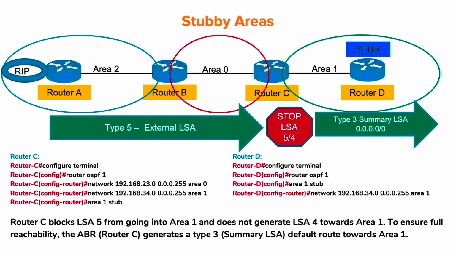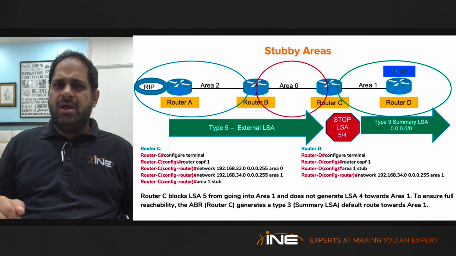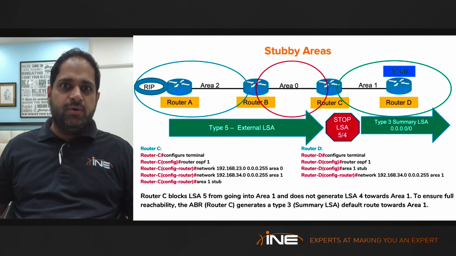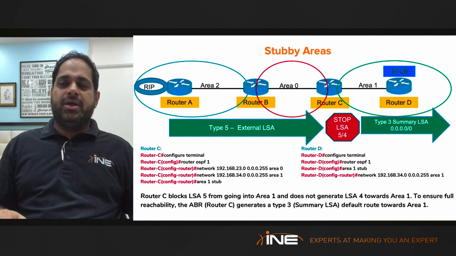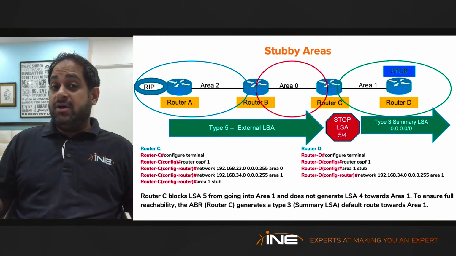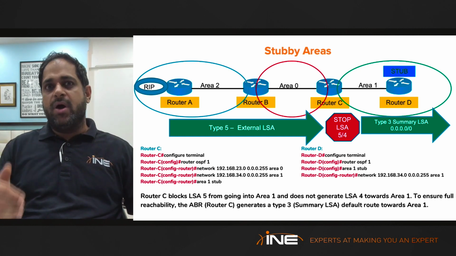Instead, C would send a default route to area 1, because if he does not do that, then router D would not have any reachability to that external route. Because how was D reaching that external route? Because earlier he was getting external routes in his database and in his routing table.